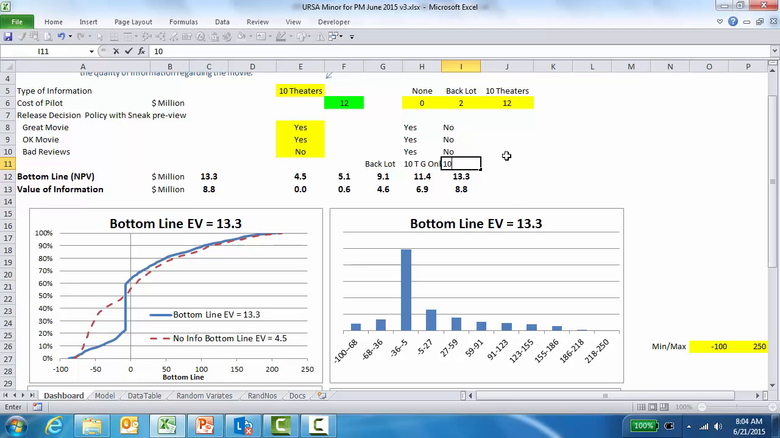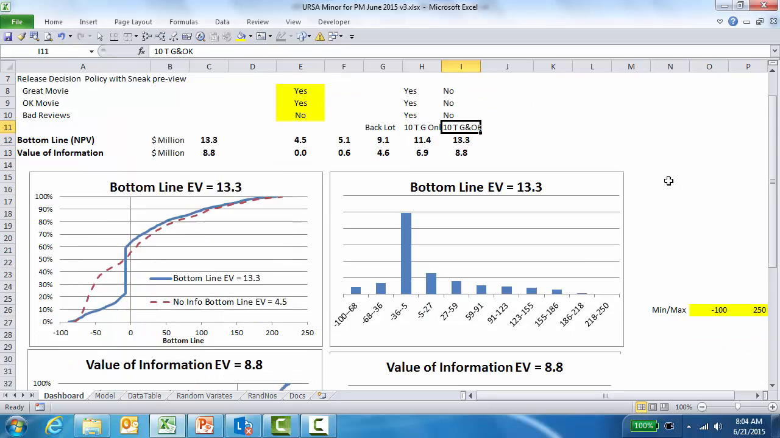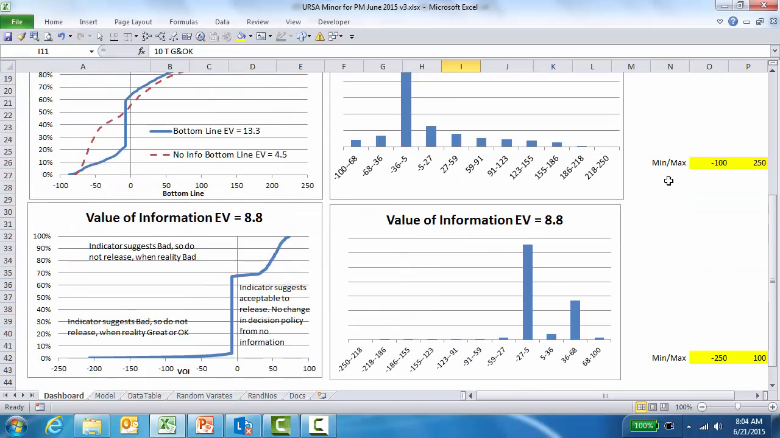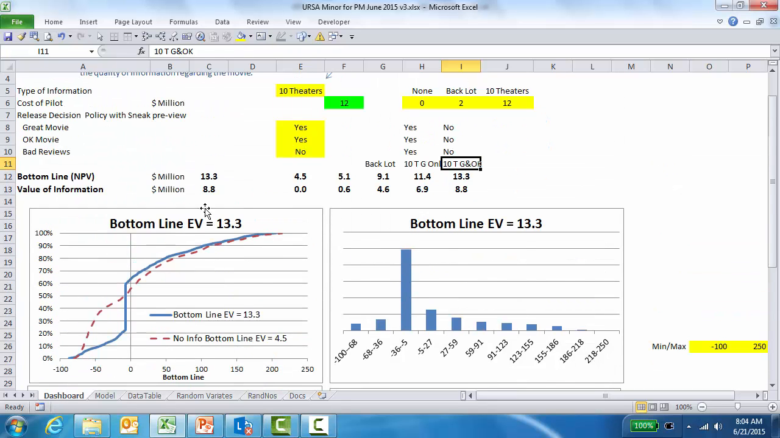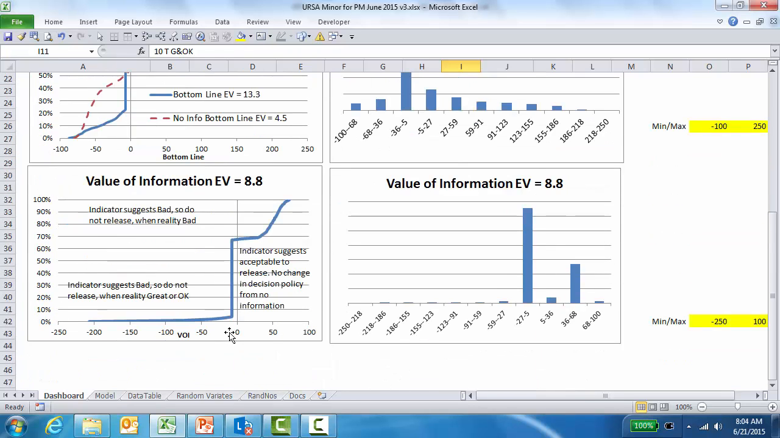So this is 10 theaters, good and okay. All right. I don't know that we can do any better than that. I've kind of looked at all the combinations. Let's come down here and look at the value of information. So when I look at the value of information, it's 8.8 here, 8.8, okay.